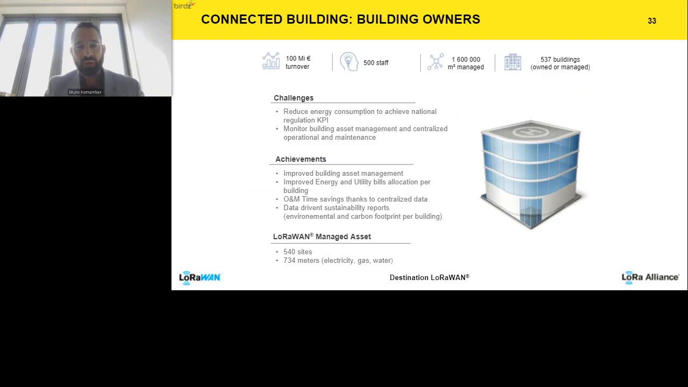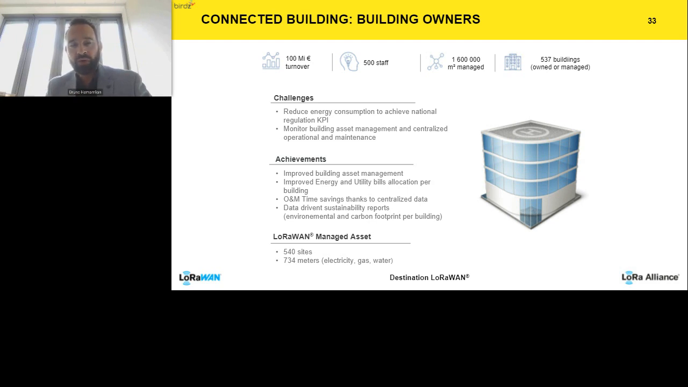When you look today, we have a client that is managing 100 millions of euro of turnover, owning and renting building assets. It's a 500 company staff, and they are managing 1.6 million square meters, sorry, not square kilometers. And over a very dispersed asset distribution geographically.